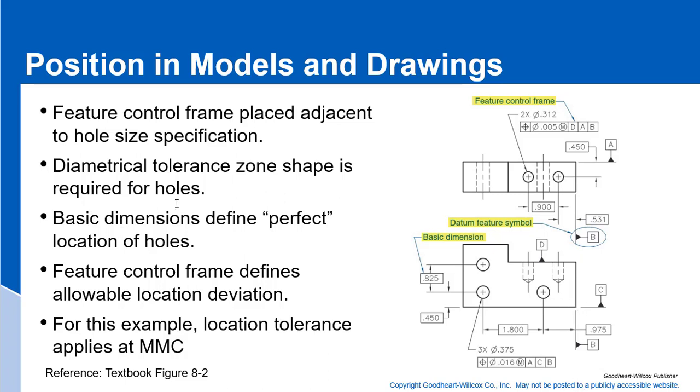Okay, so the basic dimensions define the perfect location of the holes, and the feature control frame defines the allowable location deviation. This is 5 thousandths at maximum material condition. So in this example, the location applies at MMC. That's what we're seeing right here.